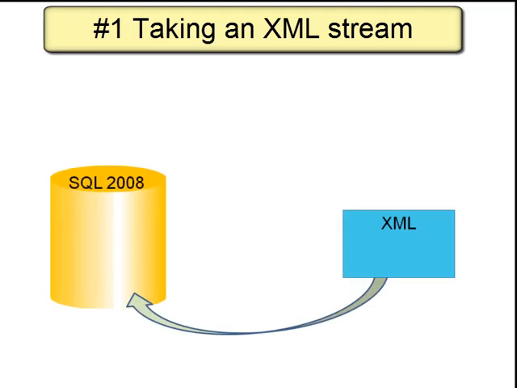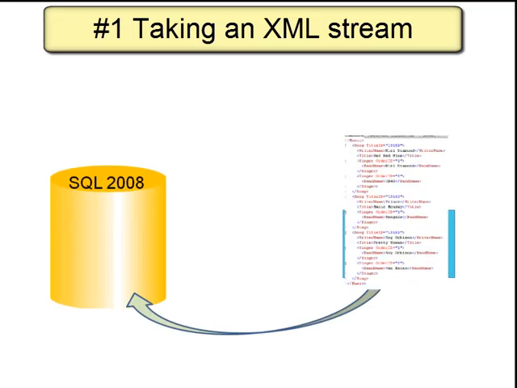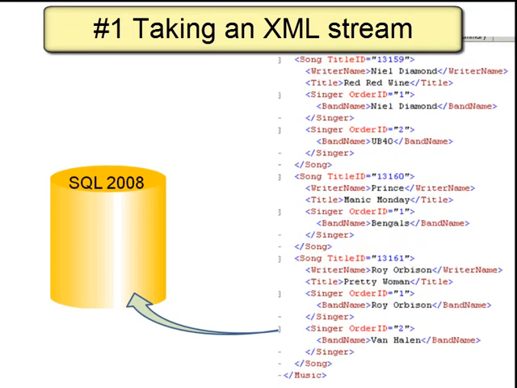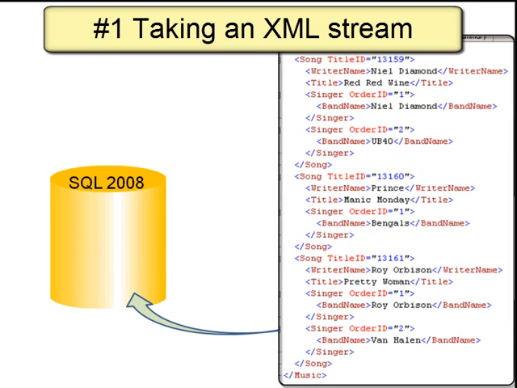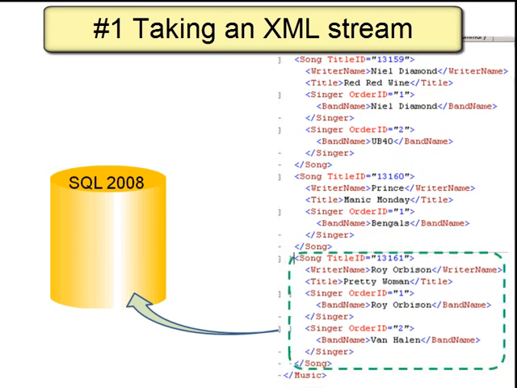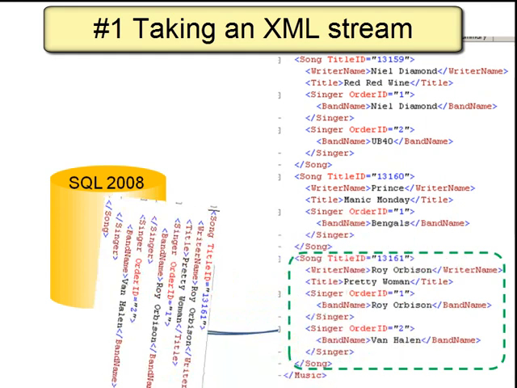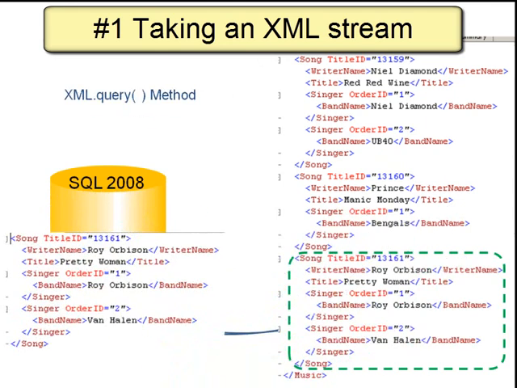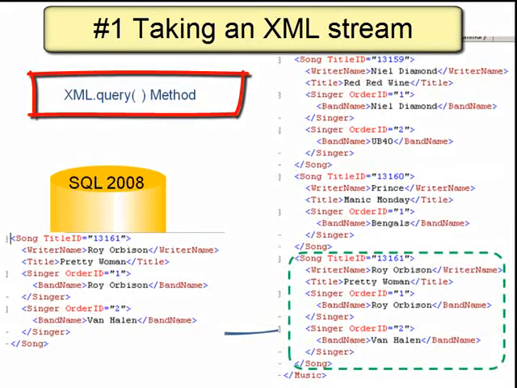In the last chapter, we explored the query method of the XML data type. Now, this allowed us to take an entire XML and decide which part of that XML we want to query. Let's say we're just going to take this last song, query that, and then pull it out. Well, you use the XML query method and specify which node you want to see.